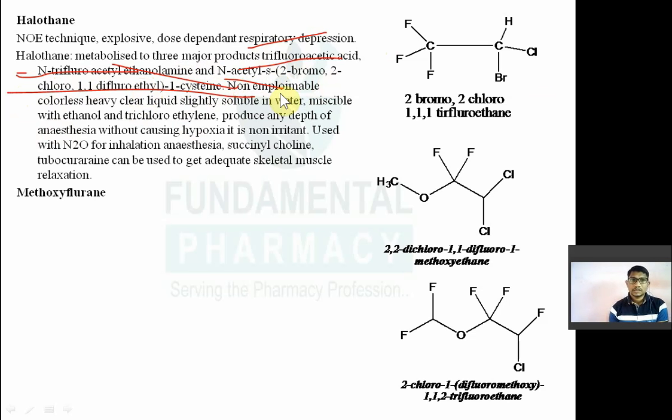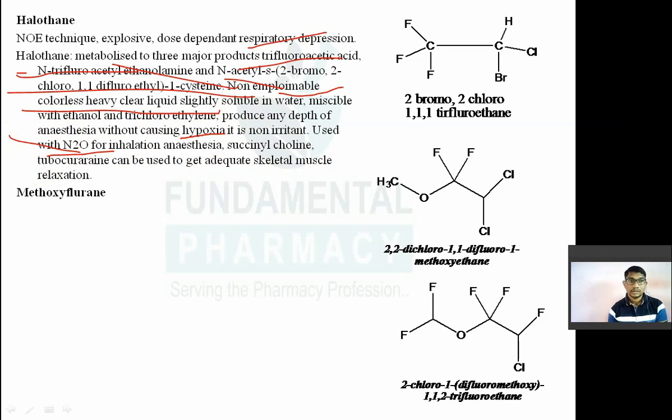It is a non-inflammable. Explosive है लेकिन it is a non-inflammable. Colorless, heavy and clear liquid, slightly soluble in water, miscible with ethanol, trichloroethylene, and this halothane will produce any depth of anesthesia without causing hypoxia. Hypoxia मतलब less oxygen. So it will produce anesthesia without causing hypoxia. It is a non-irritant. It is used with the nitric oxide.